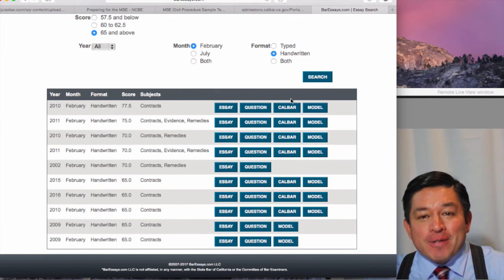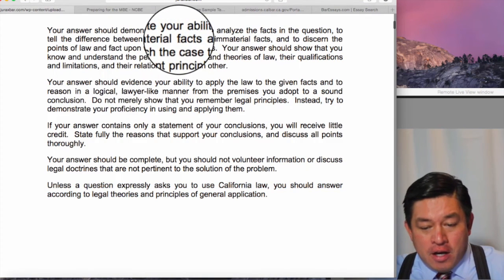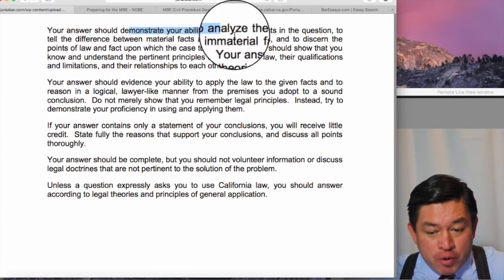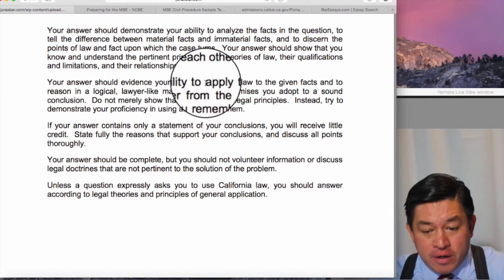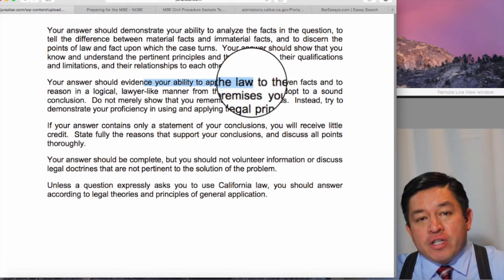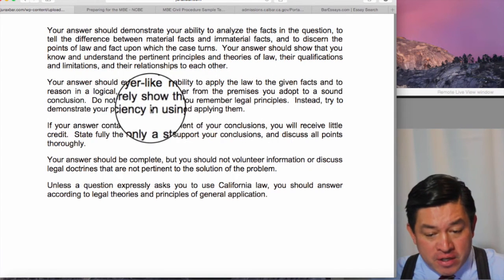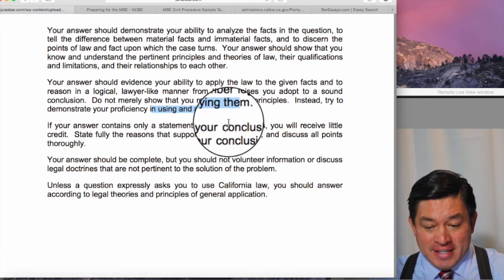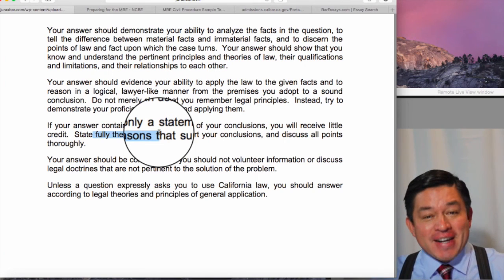And let's go back again to the instructions of the state bar. Okay, here we go. It says here they want you to demonstrate your ability to analyze the facts. Okay, it says here again your ability to apply the law, and apply is just code word for analysis. They want to see an analysis. And again, it says proficiency in applying the legal principles. Again, analysis. And state fully the reasons. Again, they want to see analysis. This is heavy on analysis.